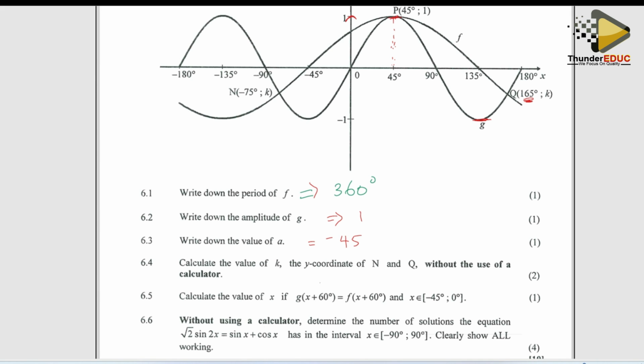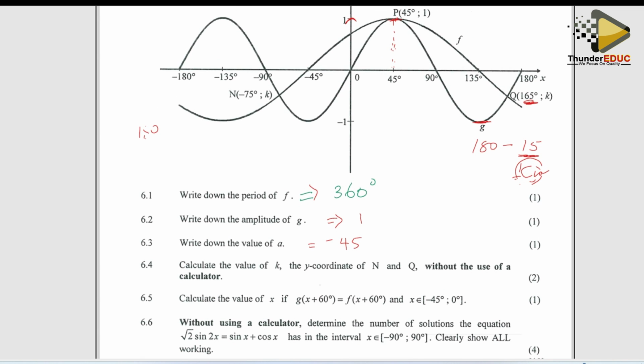So we know that 165 is in quadrant number 2. When I look at quadrant number 2, that's going to be like 180 minus 15 to give me 165. But we know that 15 is a half of 30. So there has to be a link. Since it's just a 2-mark question, calculate the value of k without the use of a calculator.